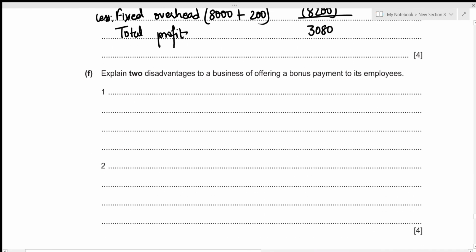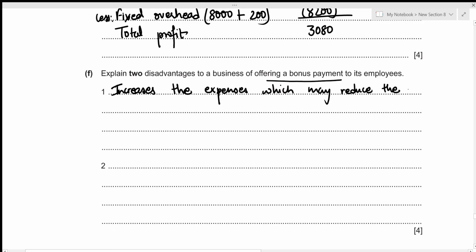We need to explain two disadvantages to a business of offering a bonus payment to its employees. Alright, so when a business is offering a bonus payment, obviously the first disadvantage would be that it increases the expenses, which may reduce the profit. Let's write it down. So increases the expenses, which may reduce the profit.